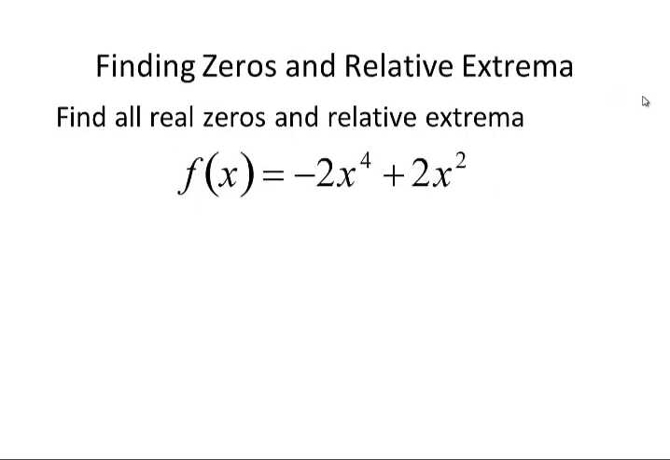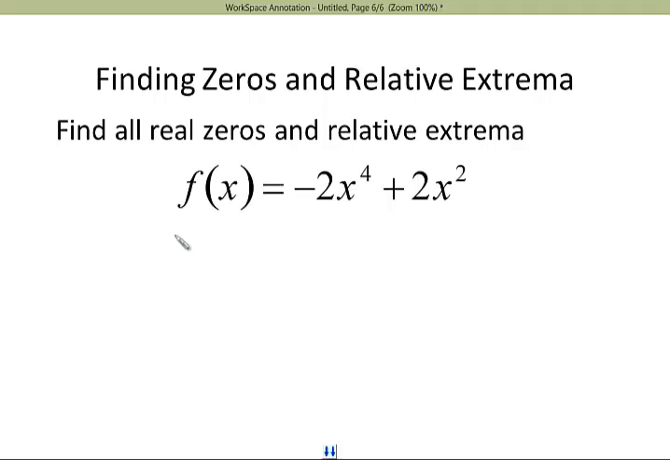I think there's one more. Okay, let's see. Find all the zeros and relative extrema. So let's find the zeros first. Greatest common factor. What's the greatest common factor here? I believe that's a 2x squared.